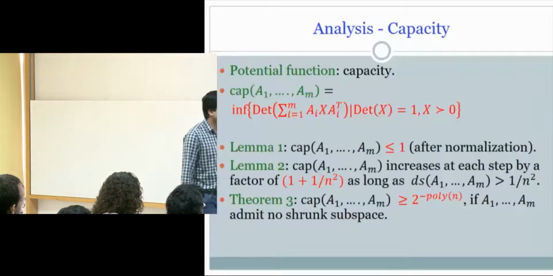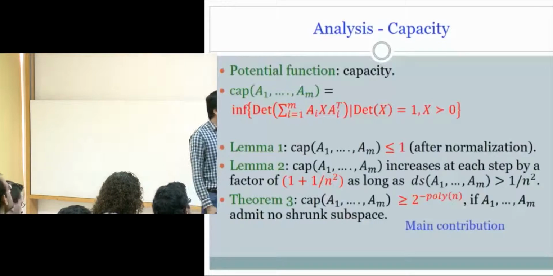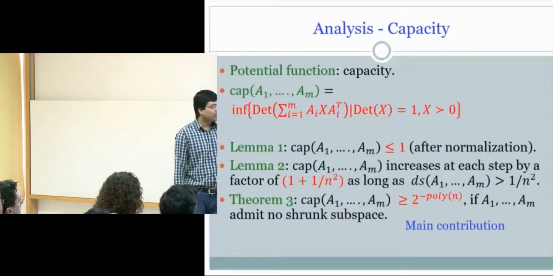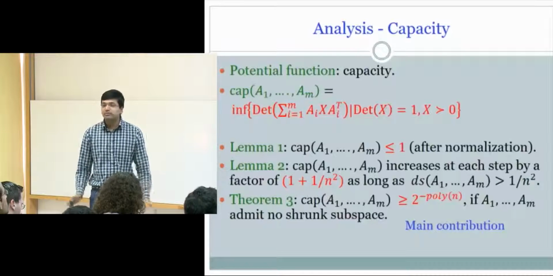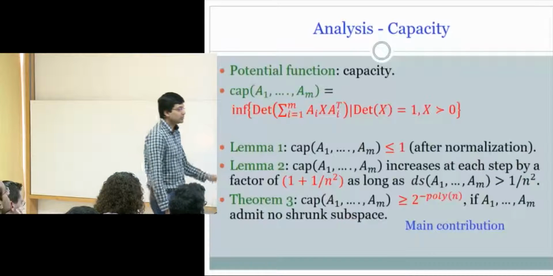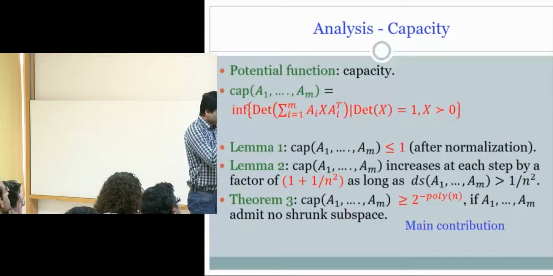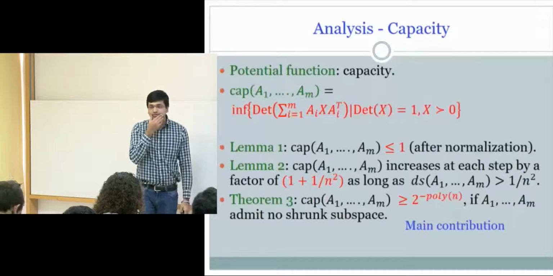It multiplicatively increases, and really this is the main contribution. These are not hard to prove. Proving that capacity is lower bounded by an exponential minus poly n factor. So any questions about this? Yes.